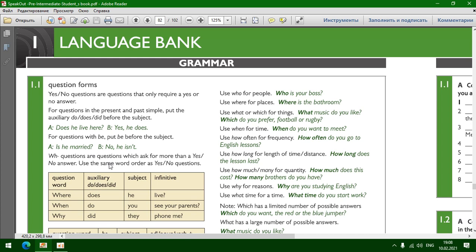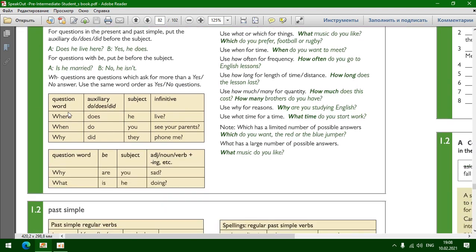Questions with question words ask for more than a yes or no answer. Use the same word order as yes, no questions. Let's have a look. Question words: where, when, why. Where does he live? When do you see your parents? Why did they phone me? Question words, why and what. Why are you sad? What is he doing?